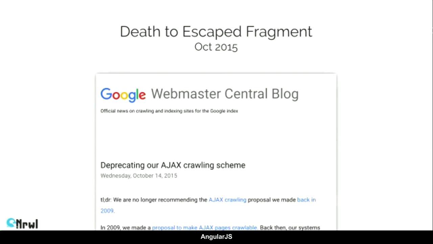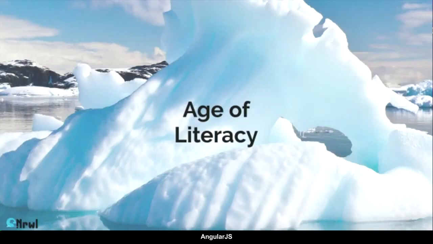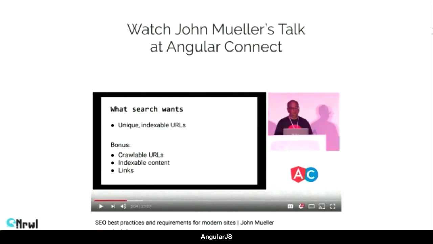The crawler got really smart, and after a while of crawling lots of different JavaScript applications, they decided it was time to start deprecating it and just make your applications more crawlable by doing good things, making fast applications, and that kind of thing. Which brings us to the age of literacy, where the crawlers are smarter. So I'm going to talk about a few things in this new age.